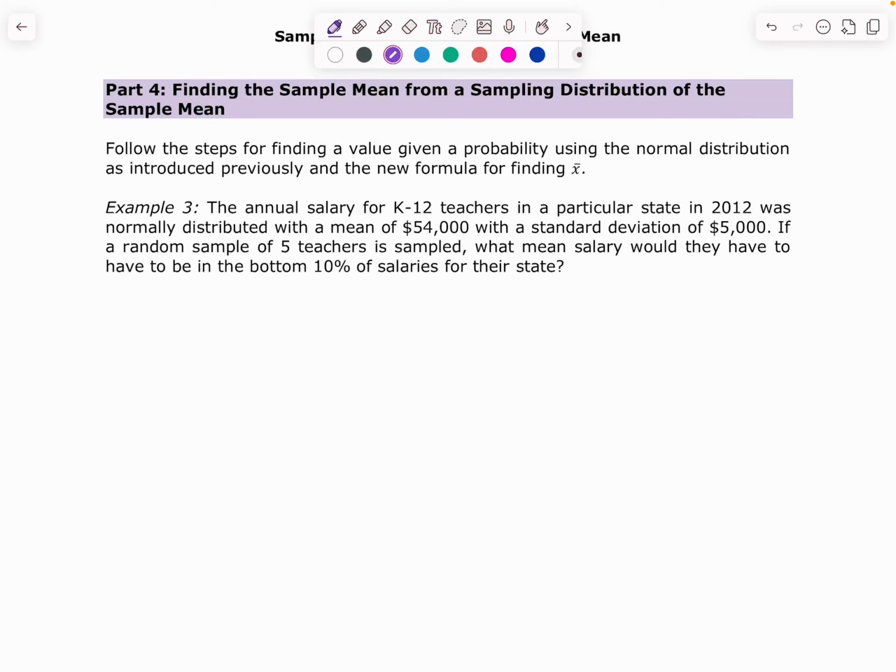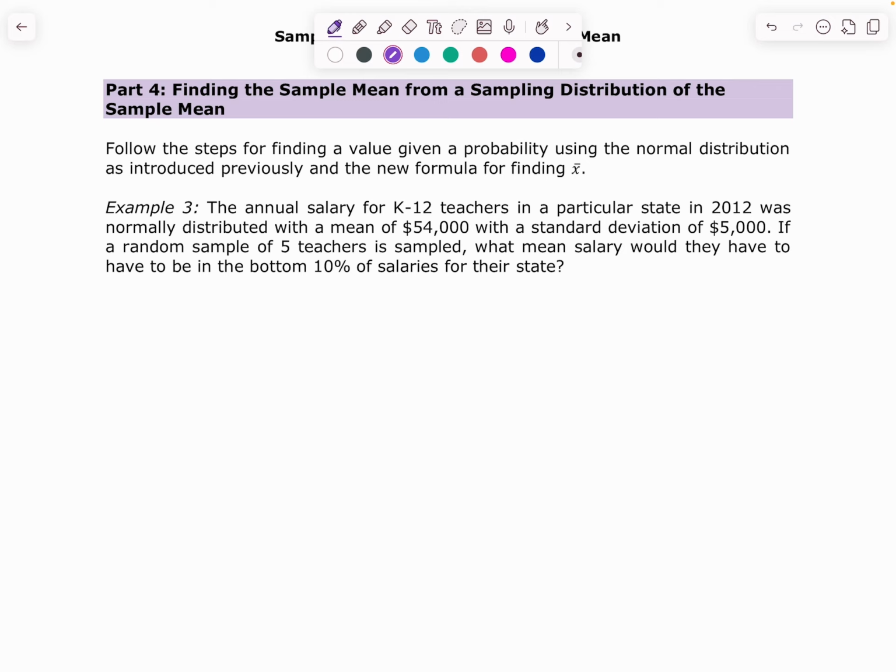Let's look now at how to find the sample mean from the sampling distribution when we have been given a probability and we're using the inverse normal distribution. So we're going to follow the same steps we would follow if we were looking at an individual data value with the inverse normal distribution, but now we're going to use the new formula that we were given for finding X bar.